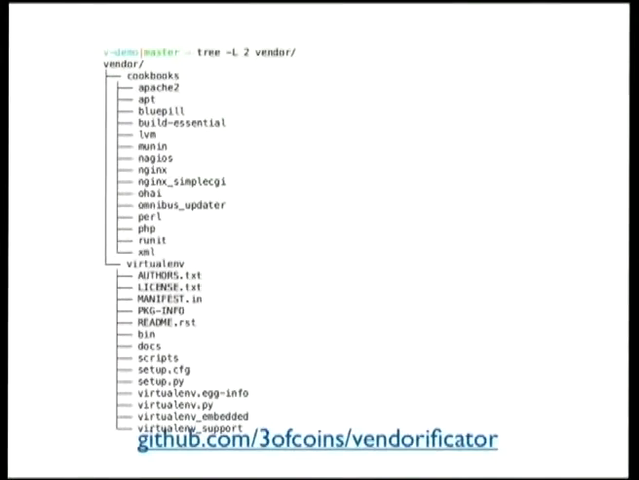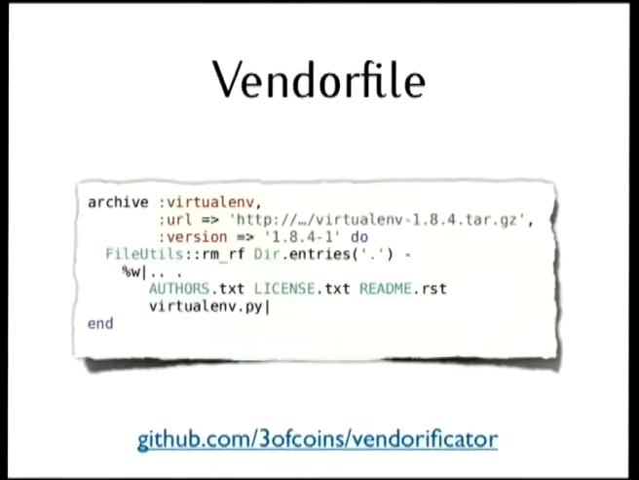And we can see that in the vendor subdirectory, all kinds of stuff has been downloaded. And I don't like the virtualenv piece. I want to edit it. I want to have only some of the files, not all of them, not all support scripts and so on, just the documentation and the main Python script. The rest is clutter. So I changed the vendor file.